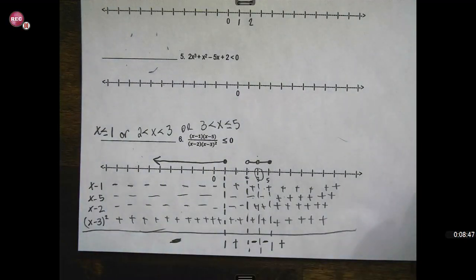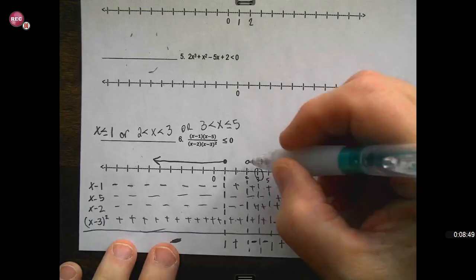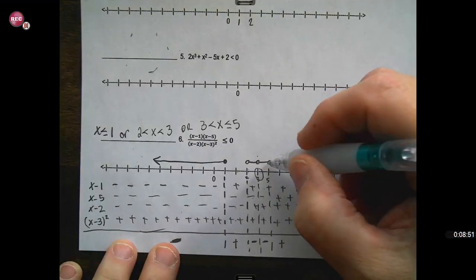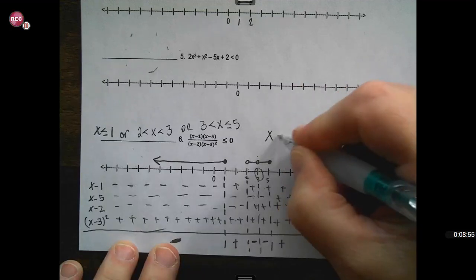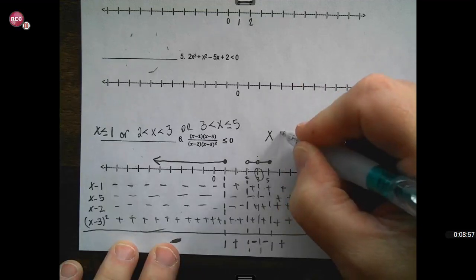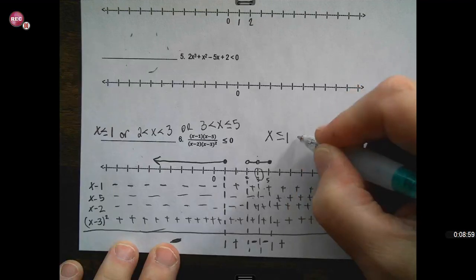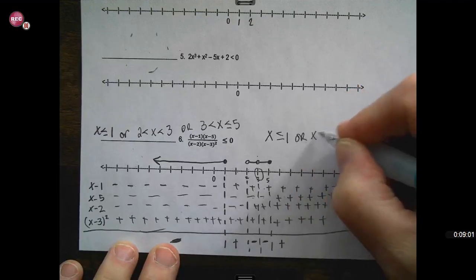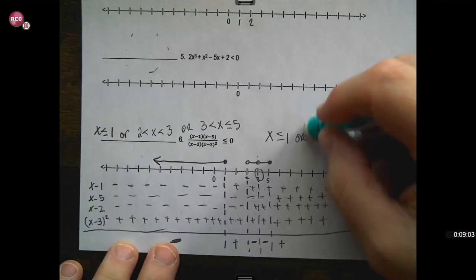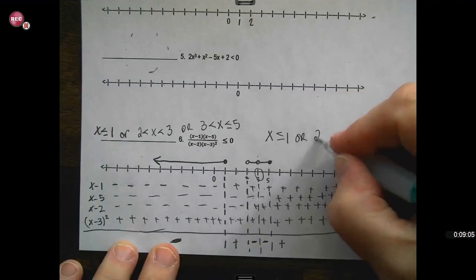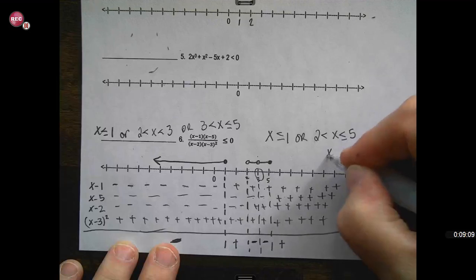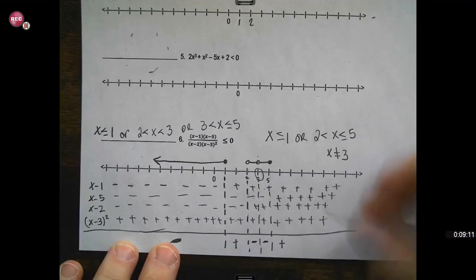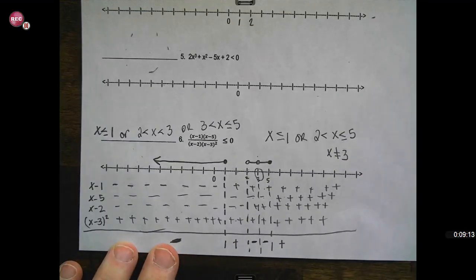The other way to do it would just be to say it's between 2 and 5, but x cannot equal 3. So you could say x is less than or equal to 1, or 2 is less than x is less than or equal to 5, x cannot equal 3. That would be another way to do that one.